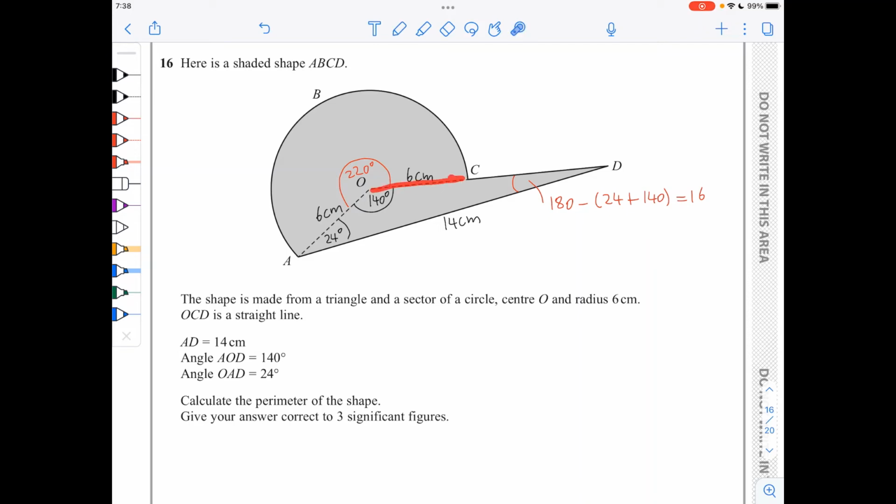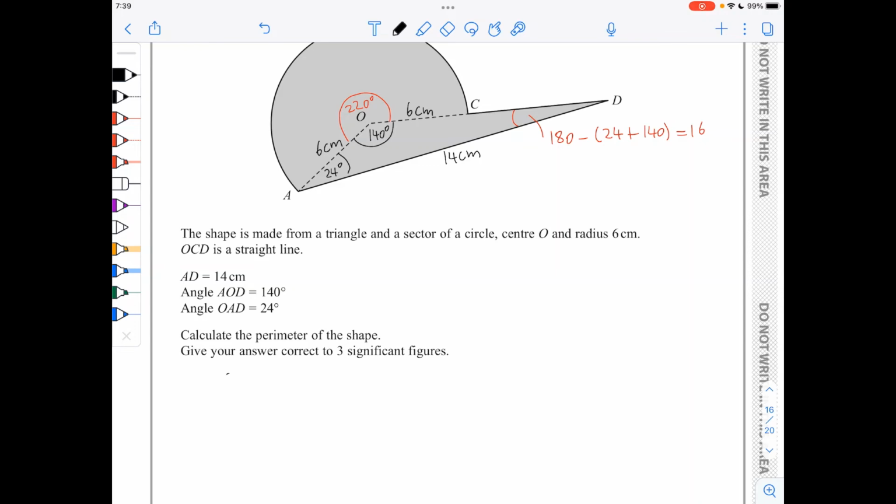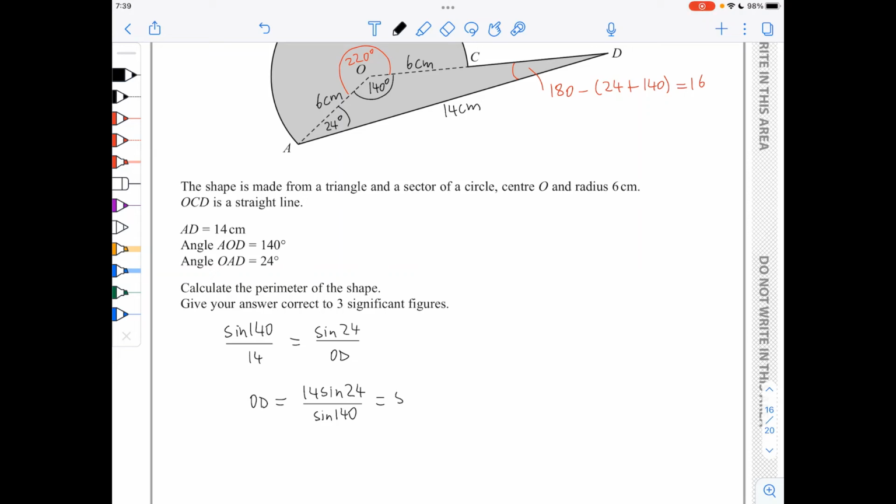So knowing that this is 6 centimeters, we can easily find the length of the arc here. We know the 14 centimeters, so all we're missing is CD. Now we could actually use a sine rule here to find OD, and then we're going to proceed with the rest of the equation to find the perimeter of the shape. So sine of 140 over 14 is sine of 24 over OD, which means that OD is 14 sine 24 over sine of 140. Now plugging this in the calculator gives an answer of 8.8588.